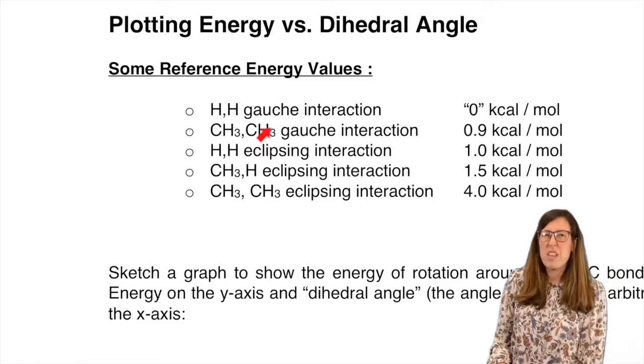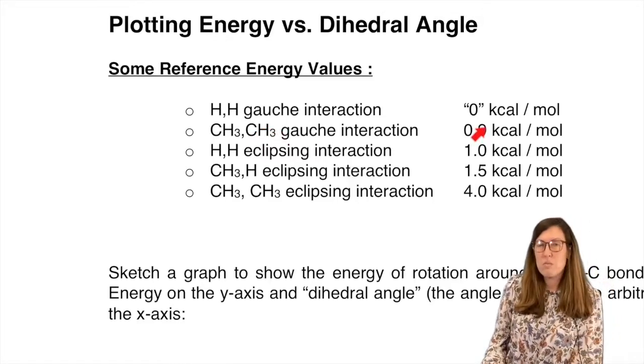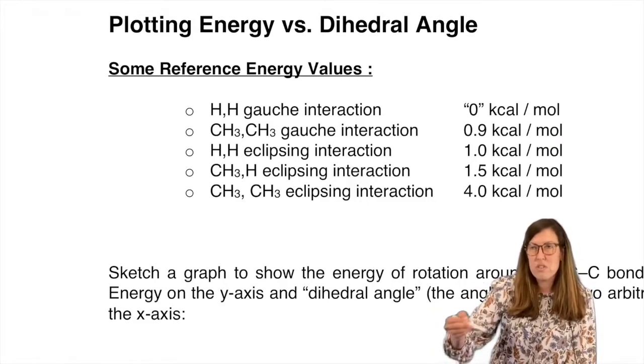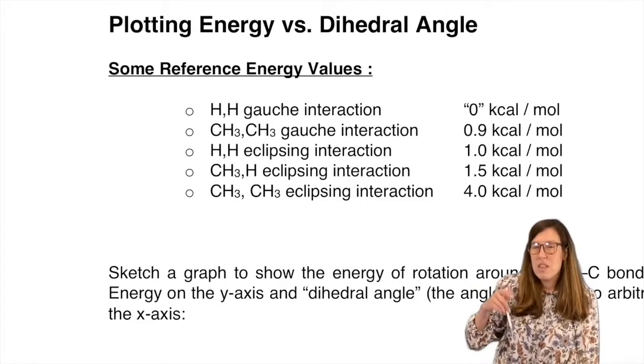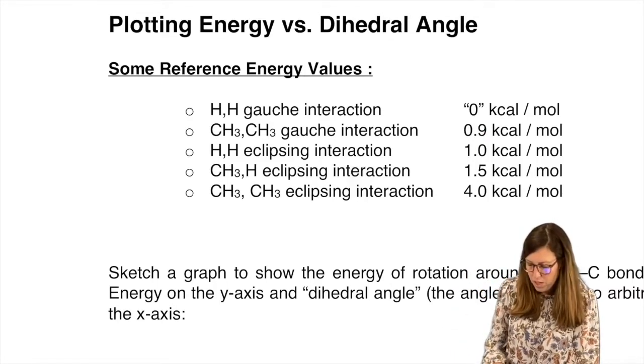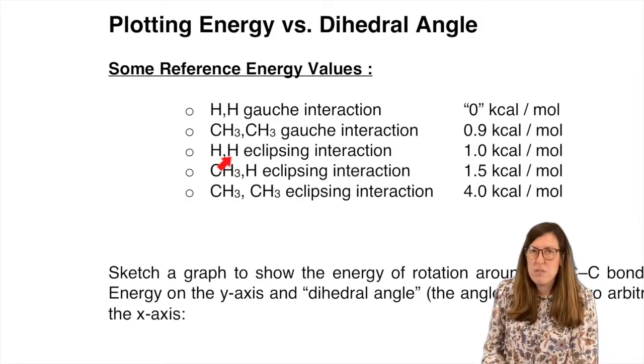But if we have two methyls next to each other, that costs 0.9, and the units I'm using are kilocalories per mole. You might see something else like kilojoules or calories, so the numbers might be different, but relatively they'd be the same, right? Different books use different values, different units sometimes, but this is pretty common, kilocalories per mole for energy.